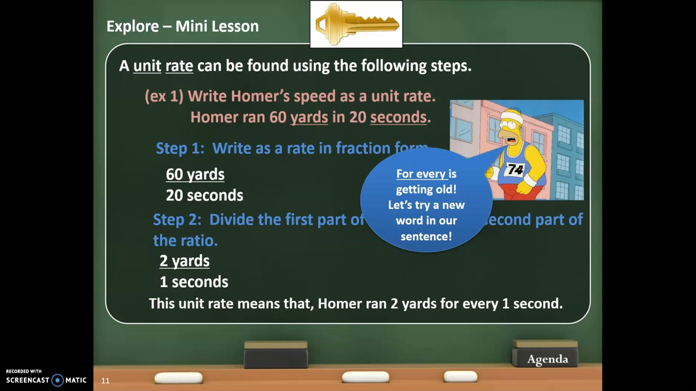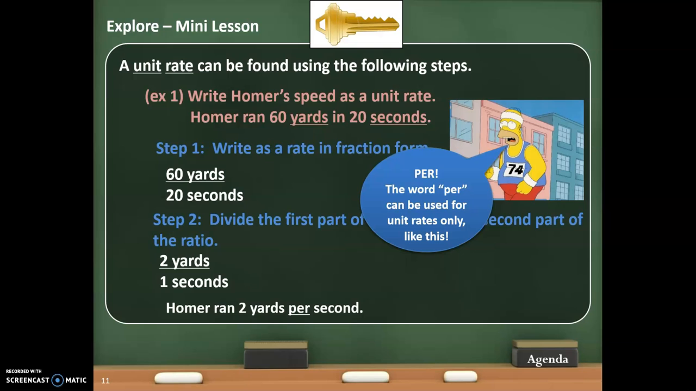The words for every can be a little bit cumbersome. They're long things to say. So we're going to try out a new vocab word. This word is per. The word per is used for unit rates like this, and it means for every. So we would say Homer ran 2 yards per second, which means for every 1 second, he runs 2 yards.